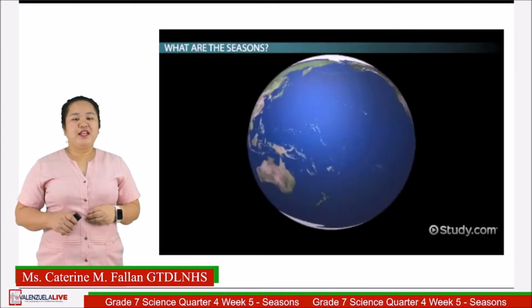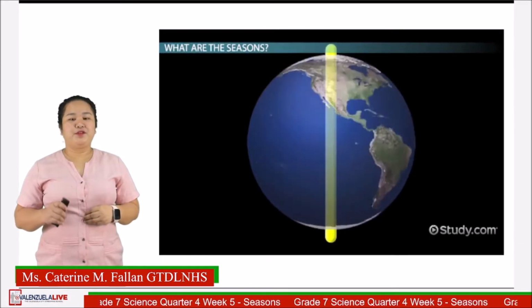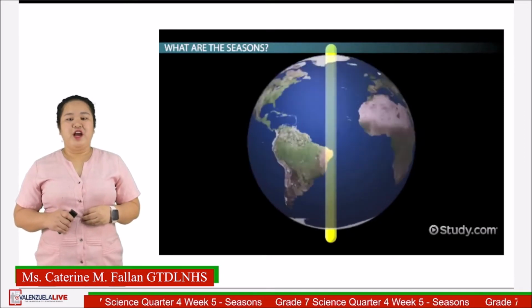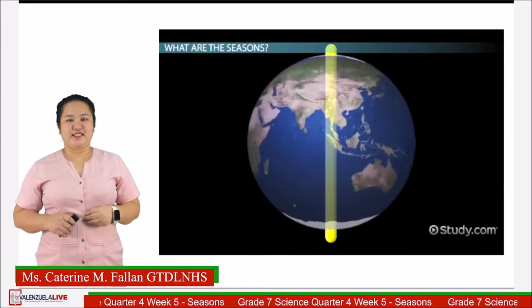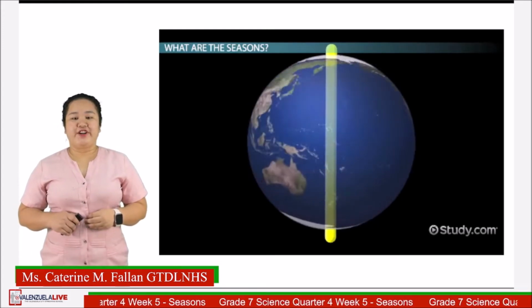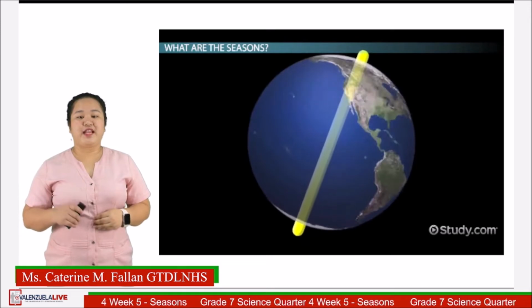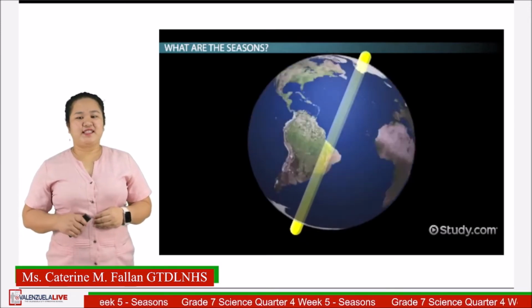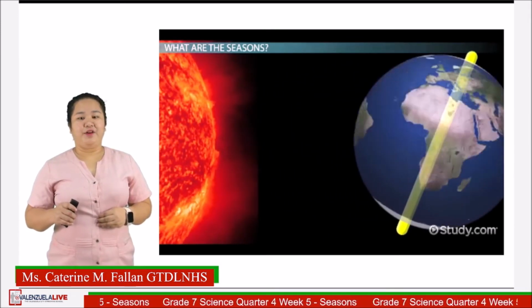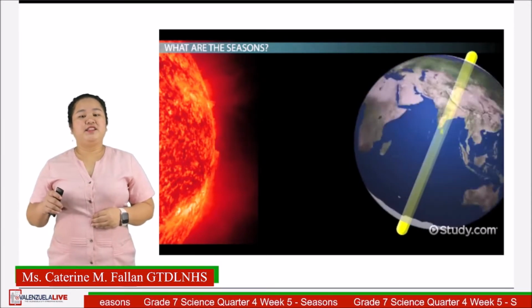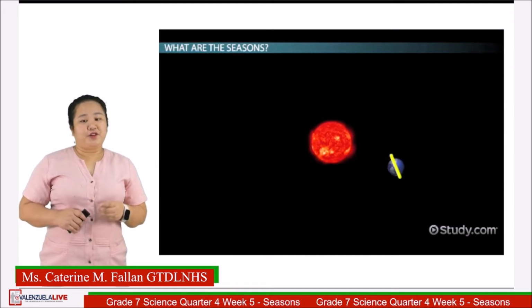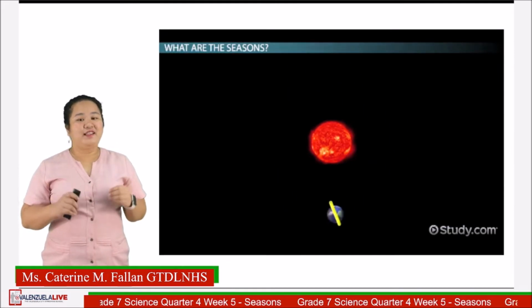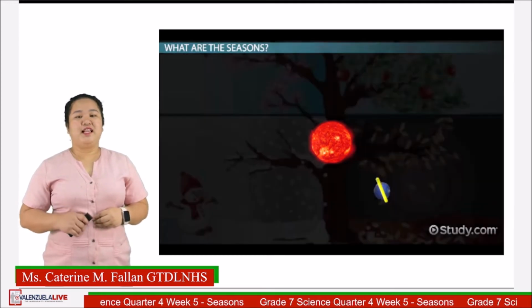Imagine that there is a straight pole that goes through the center of the Earth from North Pole to South Pole. This is the Earth's axis. Axis is an imaginary line which the Earth turns around. But the Earth's axis doesn't go straight up and down. The Earth's axis is tilted on its side at 23.5 degrees. So when the Earth revolves around the sun, half of it is leaning towards the sun, while half of it is leaning away.